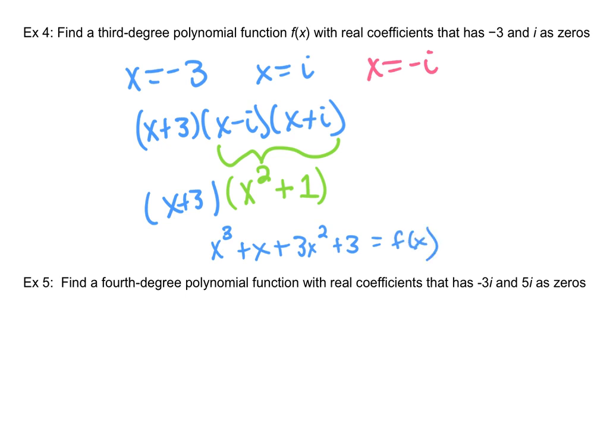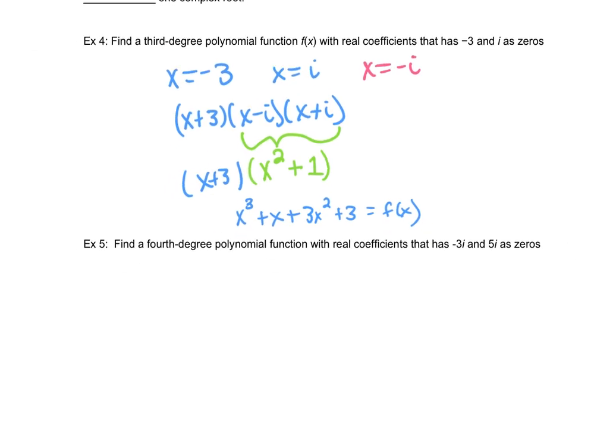Okay, do you see that? We just worked totally backwards on that. Most of the time we've been asked to find the solutions, but now we have the solutions and we're going to work backwards and multiply to get our polynomial. Try this next one yourselves.